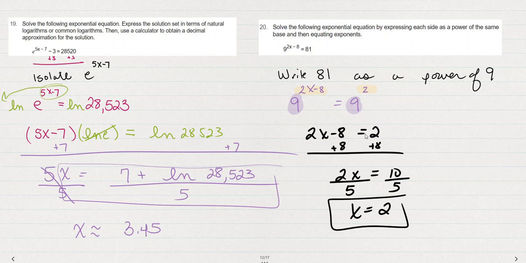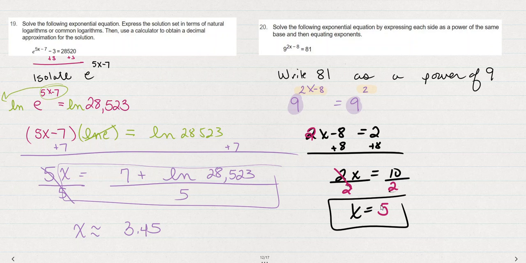2x minus 8 equals 2, so add 8 to both sides. 2x equals 10. Why would I have divided by 5 there? Well, it's because I was looking at it and I knew the answer was going to be 5, so I just got carried away and sped ahead too quickly, because it should be divided by 2, right? I want to divide both sides by 2. I know some of you already caught that, so good job.